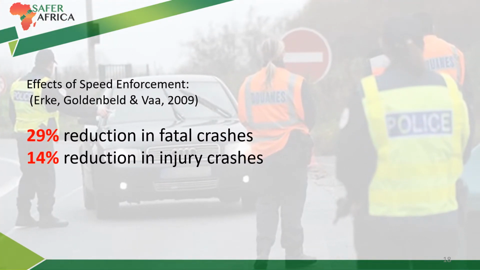In Europe, Elvik and Vaa have tried to estimate the impact or the effectiveness of monitoring speed. And of course, in general, monitoring speed has a greater effect on fatal crashes than on injury crashes. For all speed enforcement methods collectively, the researchers found a 29% reduction for fatal crashes and a 14% reduction in injury crashes. This is obviously because high speeds are a major component of fatal accidents. Injuries can already occur in accidents with lower speed impact.